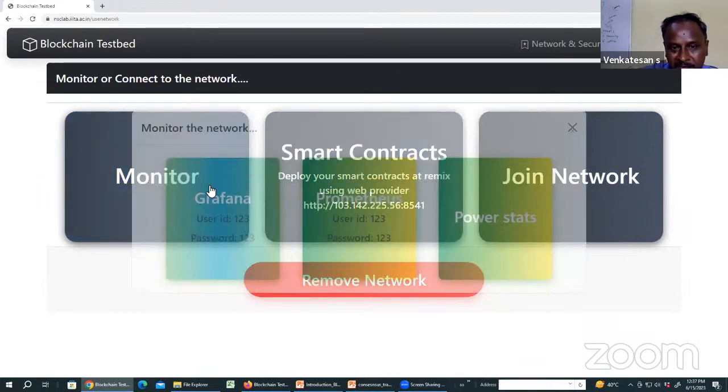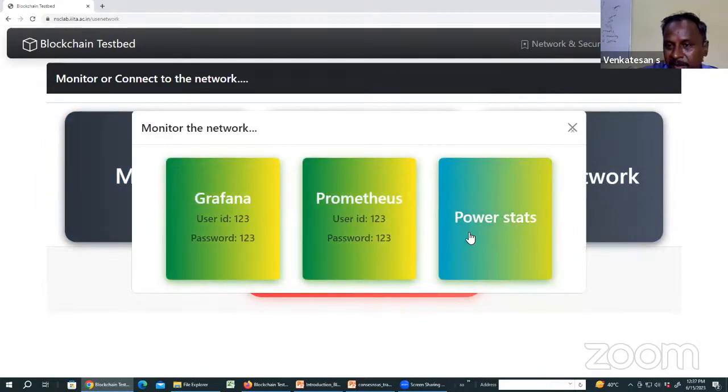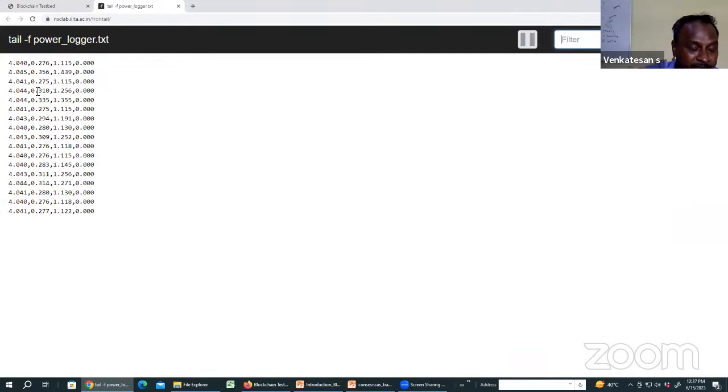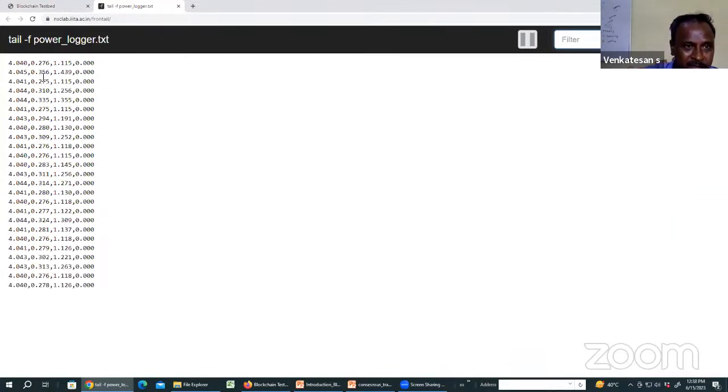And we can monitor. So for example, I want to see the power statistics. So we can see right now we have the power device enabled on only one Raspberry Pi. So this displays how much power is consumed by that particular Raspberry Pi device. So this will be very much useful when we are presenting our results.